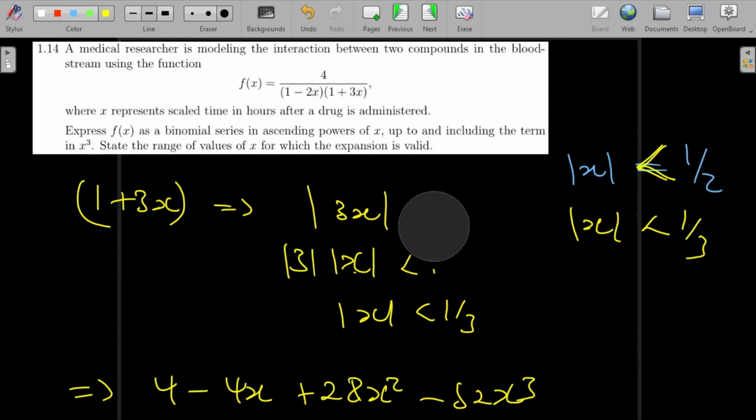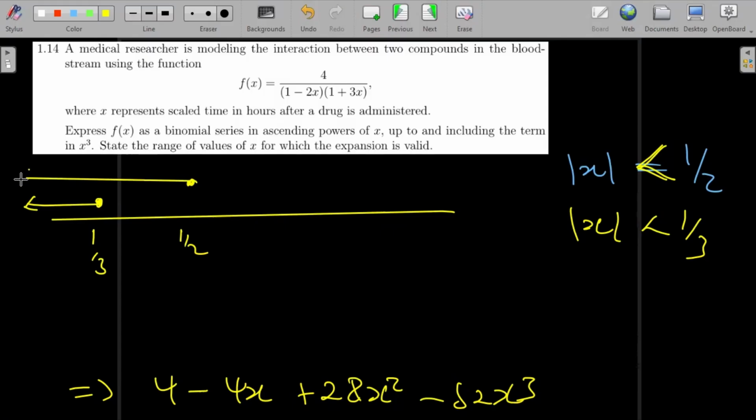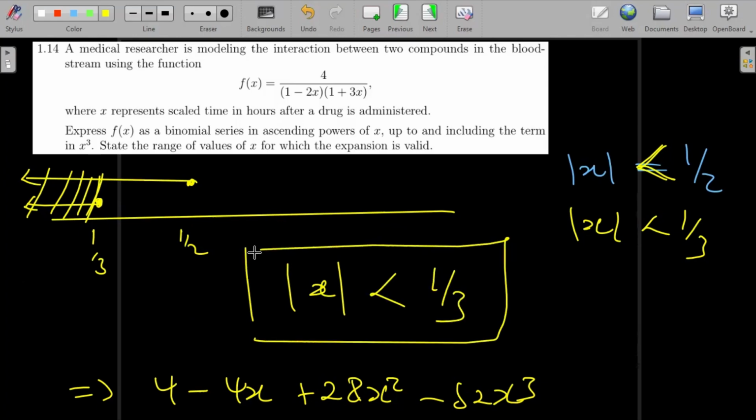So now we have to find the intersection between those two regions. If I sketch them, if this is my 1/2 and this is 1/3, x is less than that, so it goes like that. The modulus of x, I'm just taking as it is, and also the modulus of x is less than that. So it means the intersection will be there. So it means the modulus of x should be less than 1/3. This will work for both cases. So these are the range of values for which this expansion is valid.